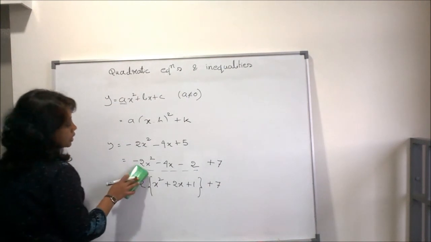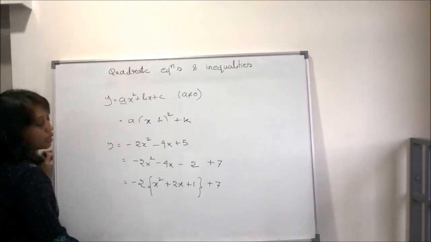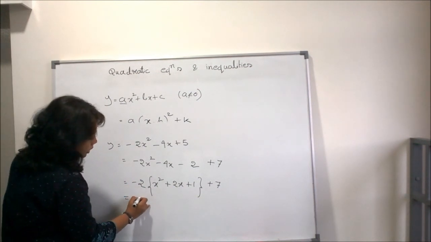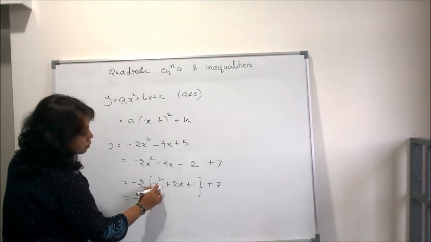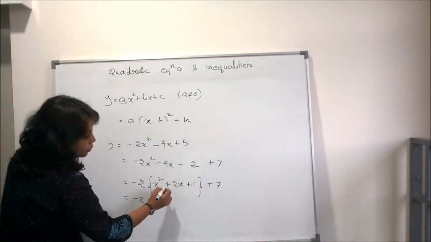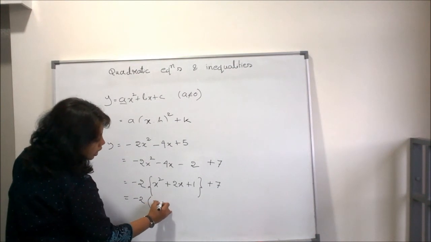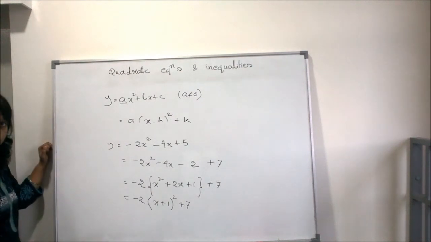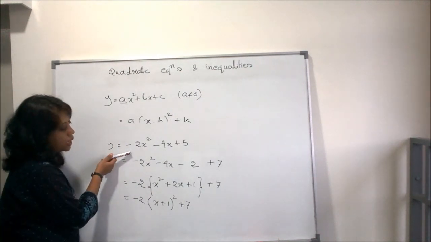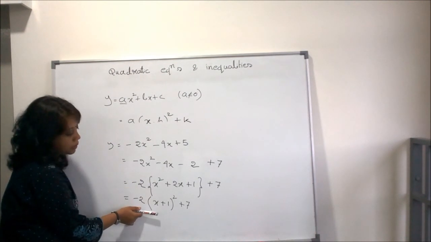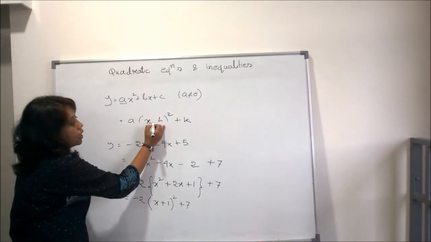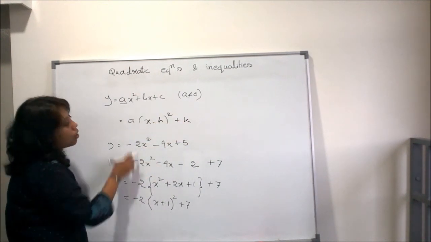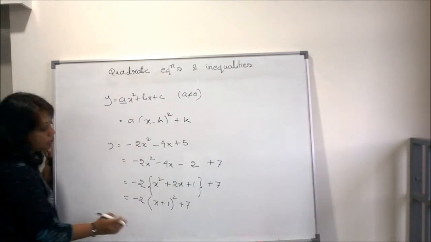Okay, from these three terms we have taken minus 2 common and taken it outside. So now look at this. This becomes minus 2, and it is a square plus 2ab plus b square. So we can write it as minus 2 times (x plus 1) whole square plus 7. Okay, as we cannot factorize this, we are representing it in that form, a(x minus h) whole square plus k.